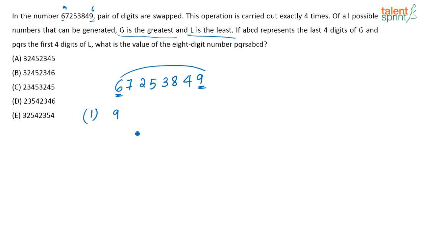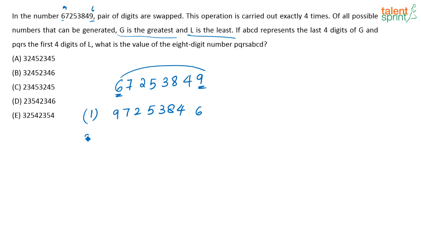Of all the other possibilities, whatever digit comes here, only if there is 9 as the first digit, that will be the highest of the remaining. So 9 has to come here. Then the 6 will go here. So in the middle you have 725384. That is my first step.